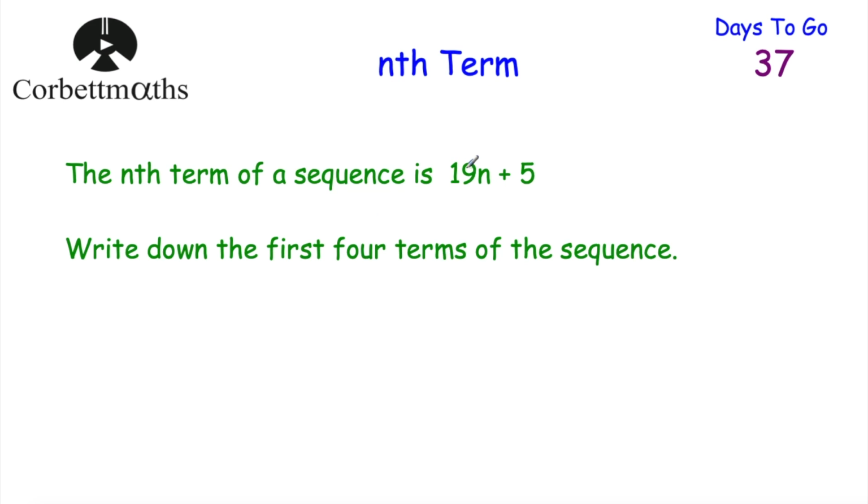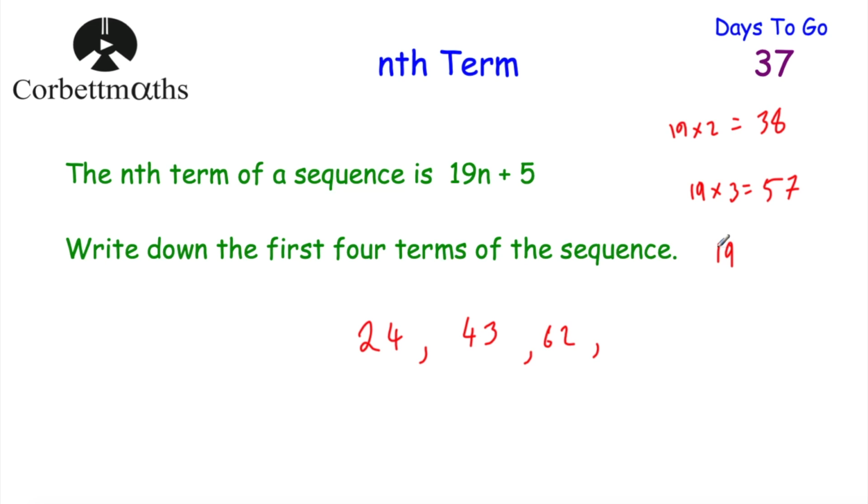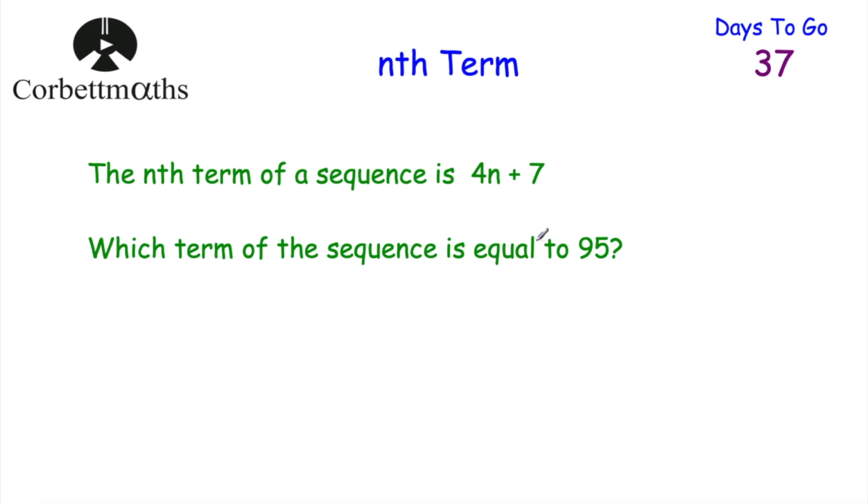Okay, so if n's equal to 1, we're going to do 19 times 1, which is 19, plus 5 is 24. If n's equal to 2, we're going to do 19 times 2 is equal to 38, plus 5 will be equal to 43. Next, if n's equal to 3, we're going to do 19 times 3, which is equal to 57, plus 5, which would be equal to 62. And then finally, if n's equal to 4, 19 times 4 is equal to 76, plus 5 would be equal to 81. So the first 4 terms of that sequence would be 24, 43, 62, and 81. And if you got those, well done. Okay, let's look at our next question.